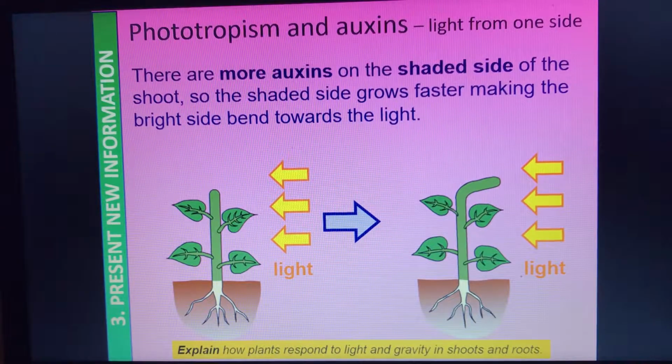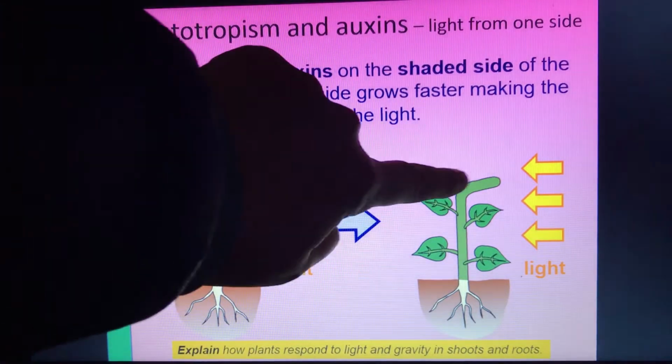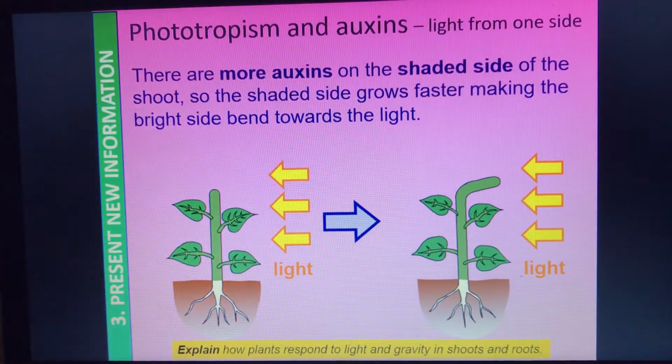So the plant, there it is, growing towards the light after a certain amount of time, and it's because the auxin in that shoot moves to the shaded side of the shoot. On the shaded side, the cells grow faster, making the shoot bend towards the light. So basically on the left hand side there, I'll just point to it, we get a build-up of auxin. Those cells grow faster, so we end up with a bending towards the light, and then the plant will be able to get more light for photosynthesis.